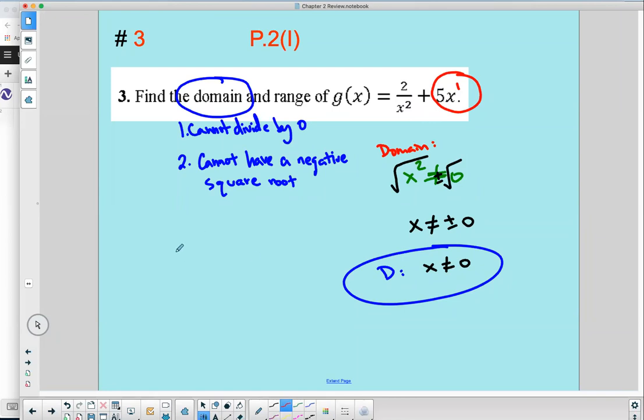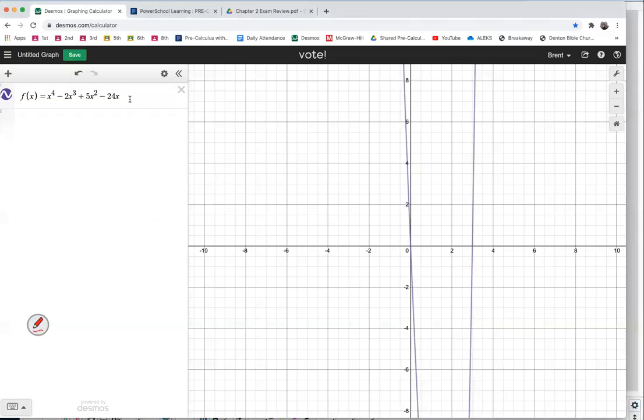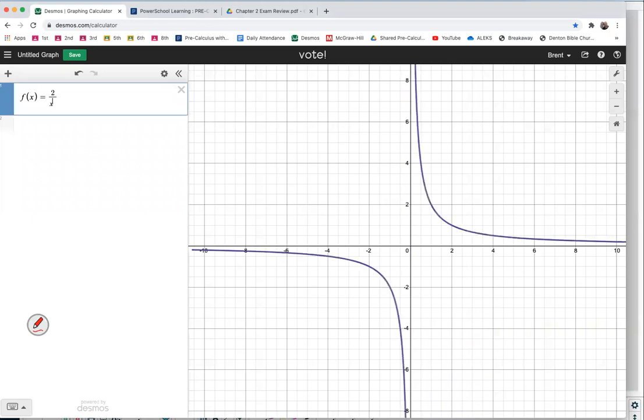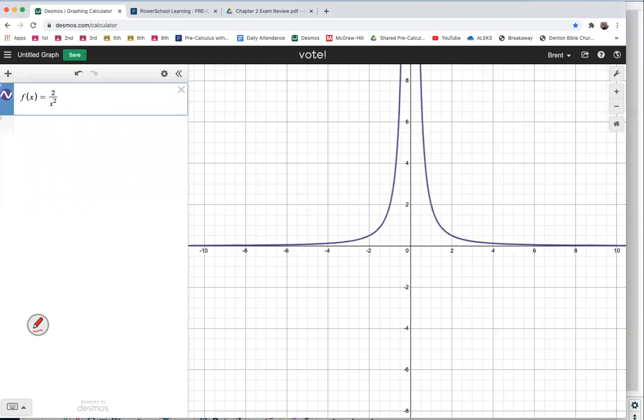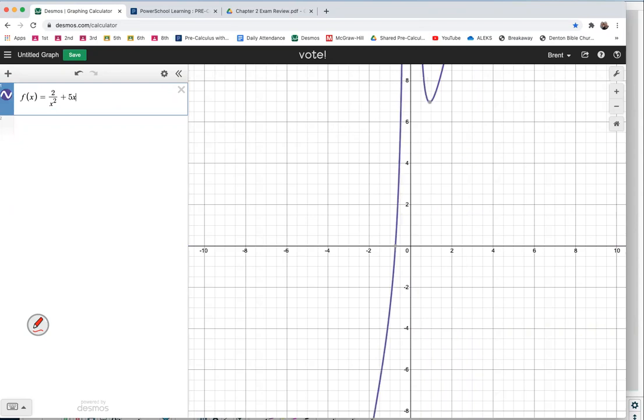Now you don't have to know that, which means the range is probably going to be pretty close to all reals. There might be 1 break in there, but I'm going to assume it's all reals except for 0. That's going to be my guess. We'll see. The equation was 2 divided by x squared plus 5x. Yes. No, it looks like it is all reals.